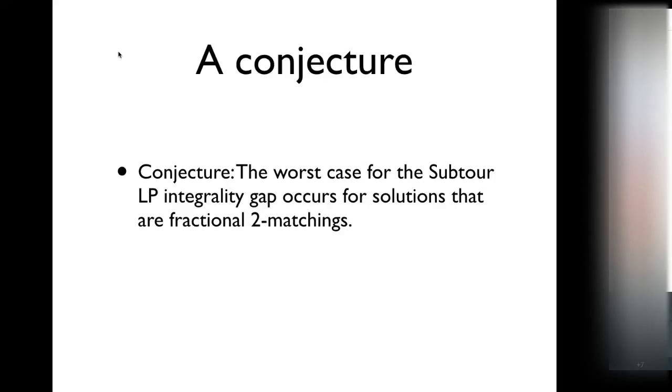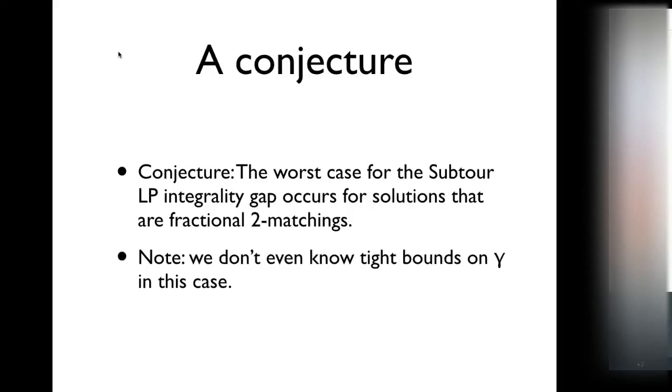Now, one of the interesting things about this conjecture is not only do we have no idea whether it's true or not, we don't even know what the consequences are if it's true. If an angel visited me and told me your conjecture is true, I still wouldn't know anything more than I did before. Well, I would know something, but I wouldn't know any consequences on the integrality gap from that. I don't know how to come up with a tighter bound on cases in which the solutions are fractional 2-matches than I did previously.